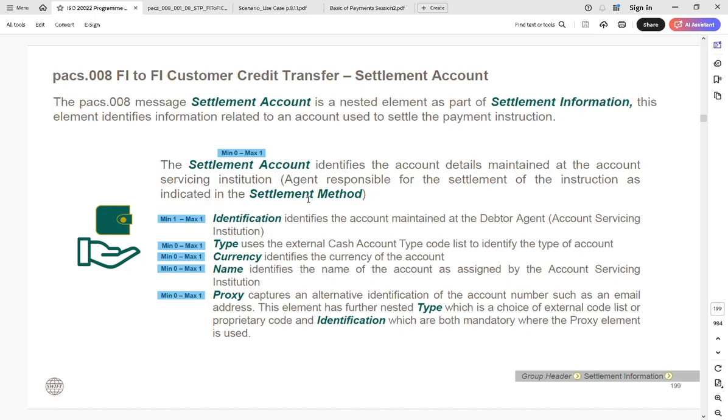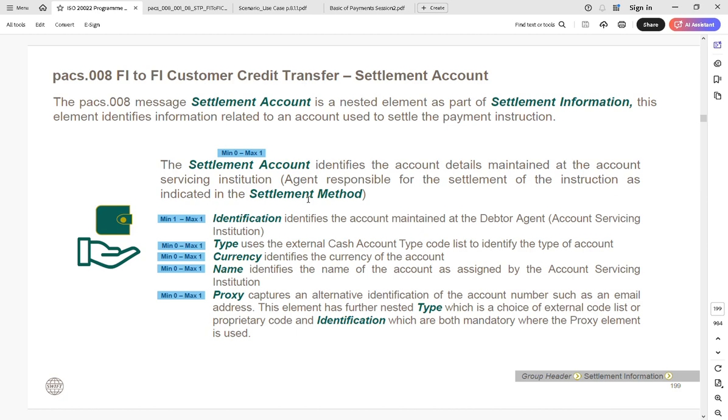Yes, yes, Prashant. Okay. Another thing, sir. Did I say about the high value payment? Okay, 940 and 950 are the statement messages only. Okay, statements only.